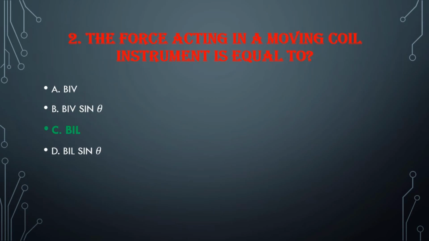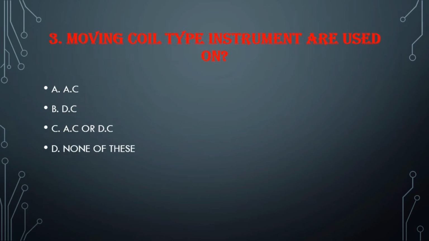The correct answer for this question, my friends, is C. BIL. The next question for you all, my friends, is that moving coil type instruments are used on. The options are A. AC, B. DC, C. AC or DC, D. None of these. And your time starts now.